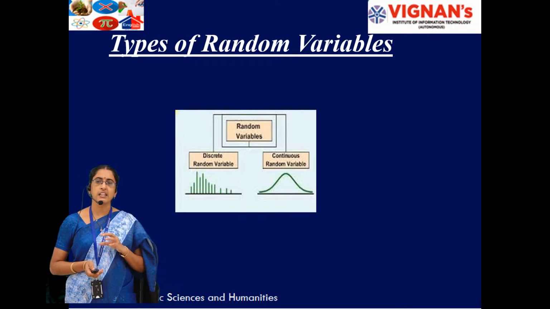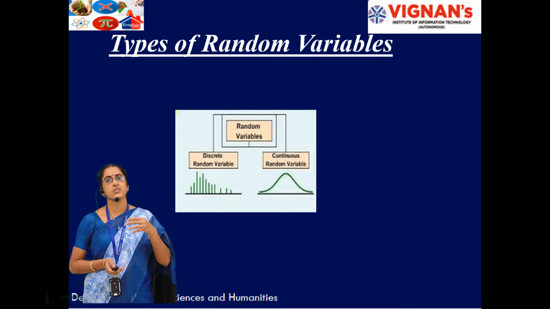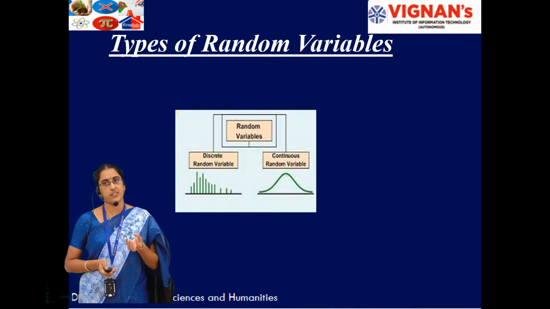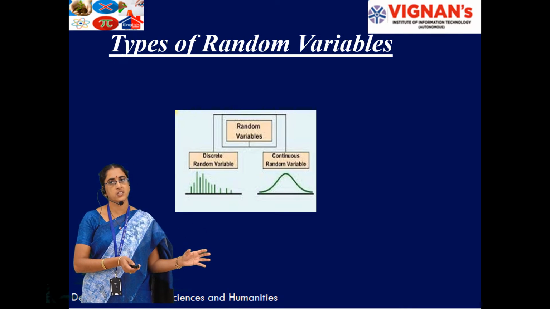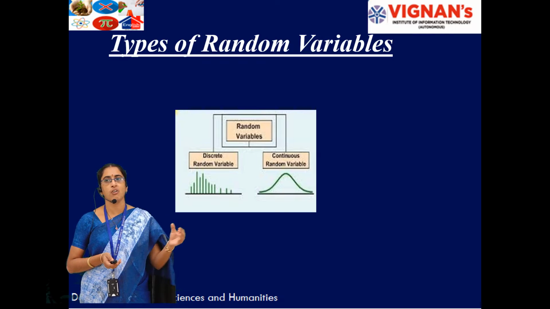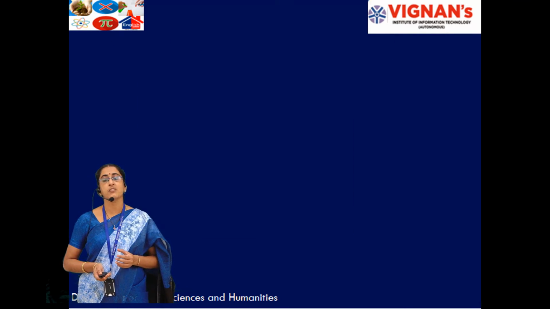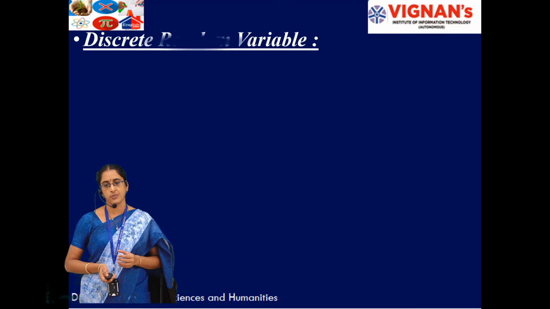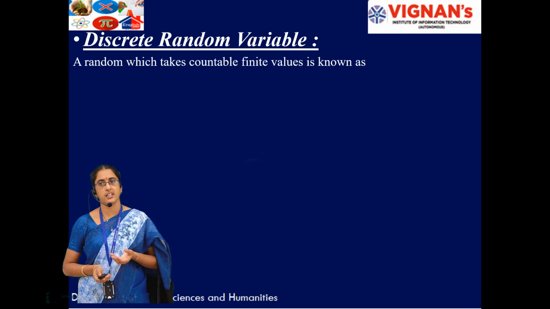It means it takes only countably finite values. But if you consider the entire college strength, it may be some 5,000. Out of this 5,000, the number of absentees or the number of presentees can be any number from 1 to 5,000. So there is no limit for that. But if you consider only the strength of a class, it is fixed to 60 students, so 1 to 60 is countable here. So a discrete random variable is defined as a random variable which takes countably finite values. For example, you can consider the number of students present in a class of strength 50 or 60, right?